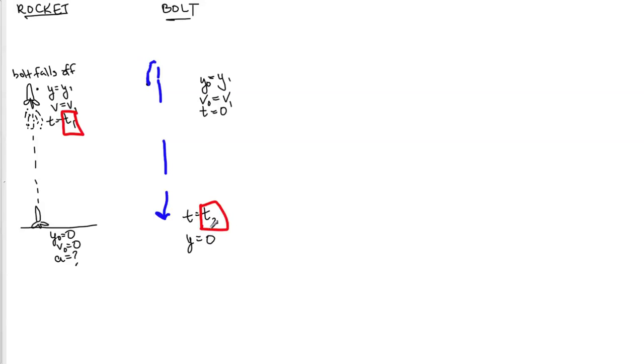So we can write the equation of the bolt's motion. Because the bolt is in free fall, the equation of the motion is going to be y equals y naught plus v naught t plus 1/2 g t squared. g in this problem is going to be negative, because y is equal to 0 on the ground here. So the positive direction is up, g is down, so g is negative.